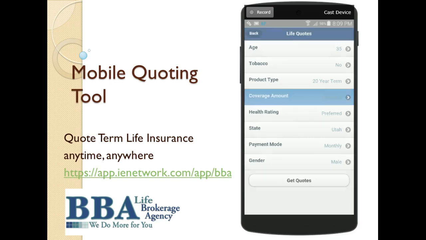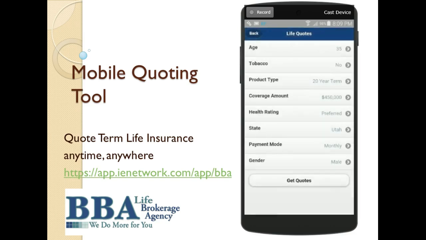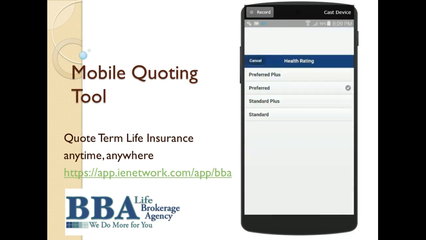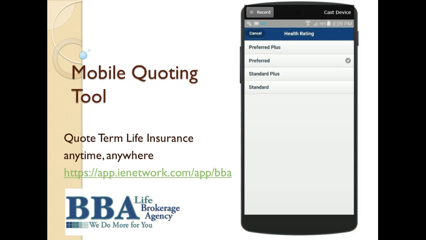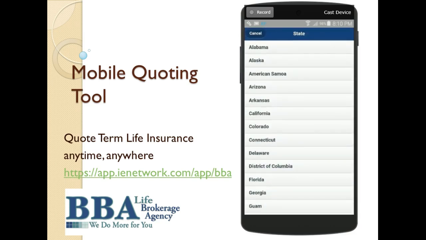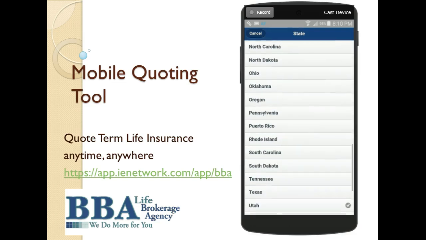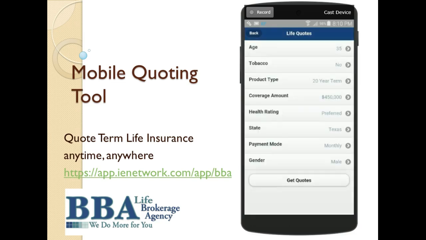Coverage amount, very easy to change the coverage amount. You can change the rate classification. You can't do any substandard rating with this tool, but you can easily change the rate classification. And right now, you'll see that this is defaulted on the state of Utah. We're going to try to change that to the state of Texas for you, so you don't have to make changes to that on a regular basis.